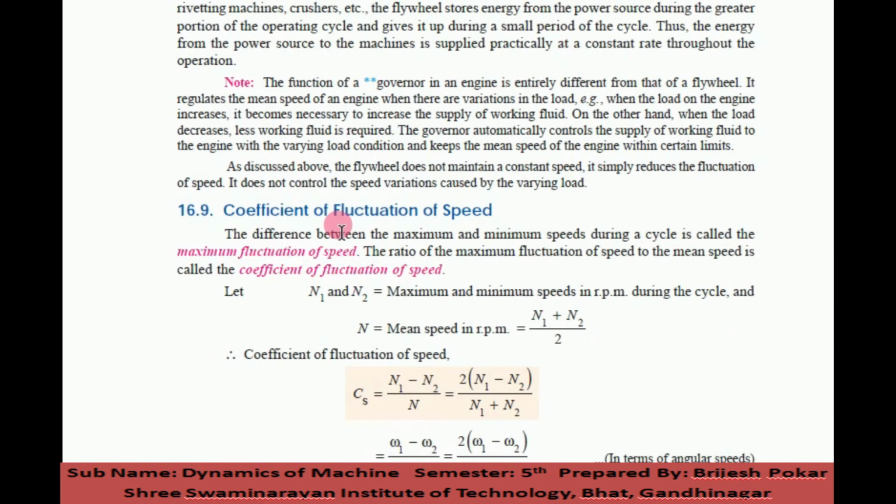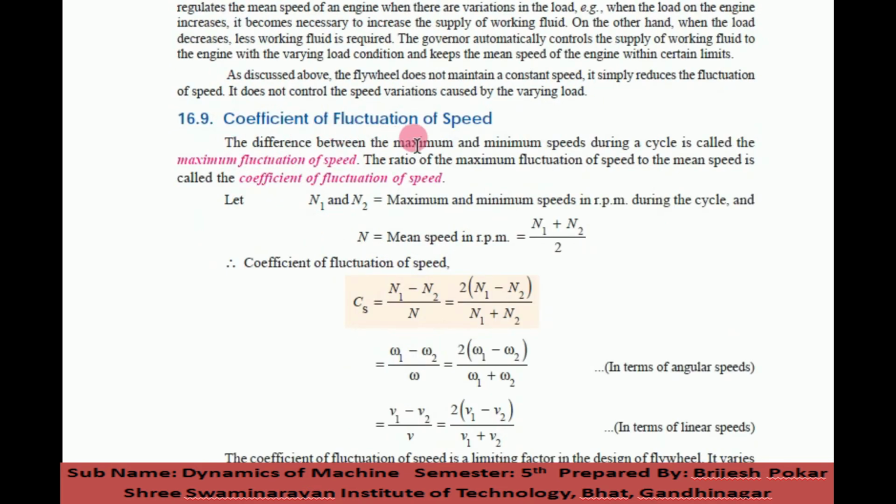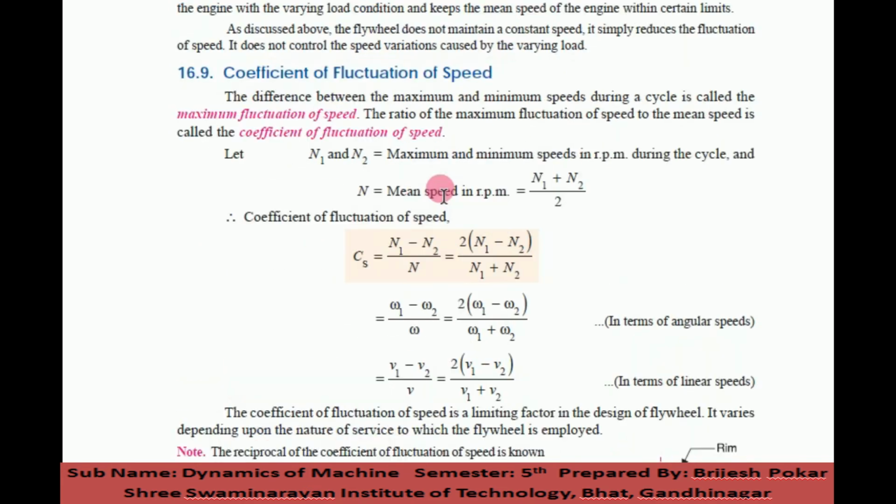Let's discuss one more topic, coefficient of fluctuation of speed. It is a very small theory. Coefficient of fluctuation of speed is denoted by CS. It is the ratio of the difference between maximum and minimum speed during a cycle, called the maximum fluctuation of speed, N1 minus N2, to the mean speed.